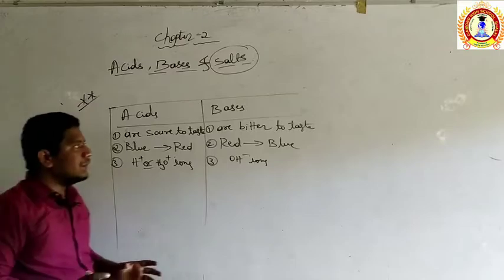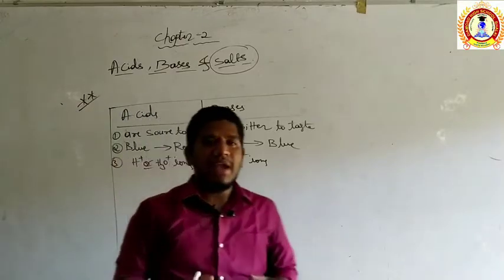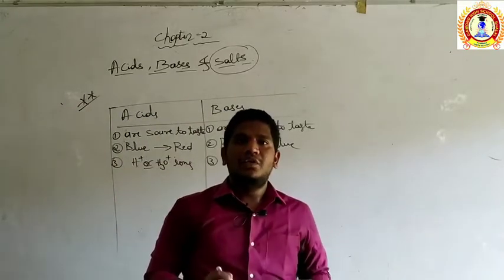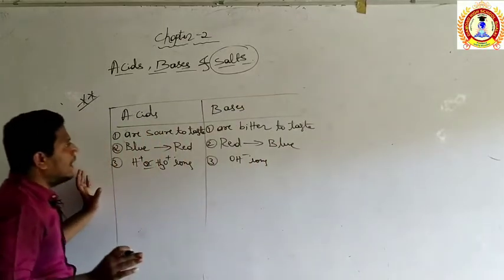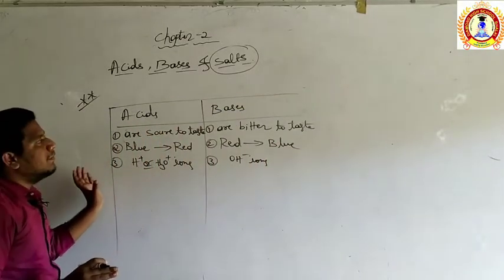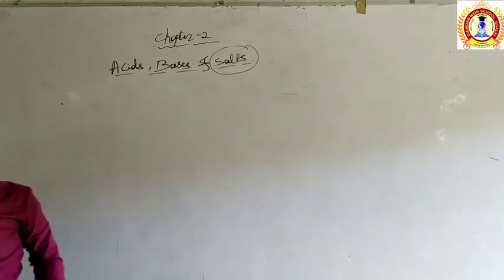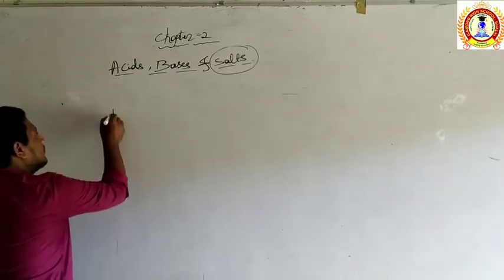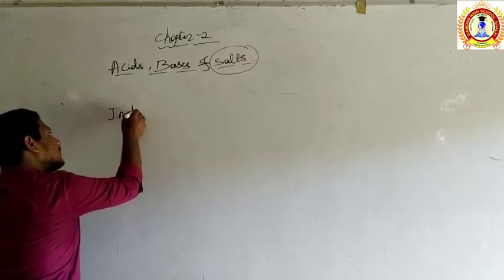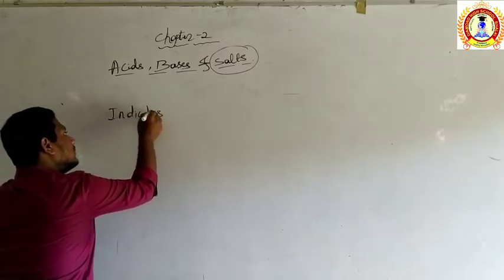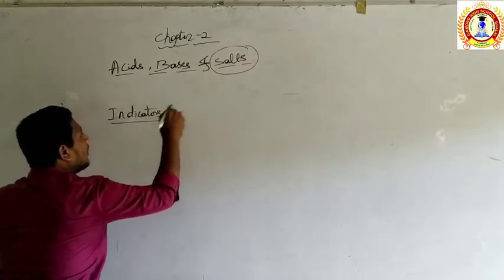So this kind of question may arise in your examination. So just understand what are the differences between acids and bases. So now we will discuss the indicators. What are the indicators?